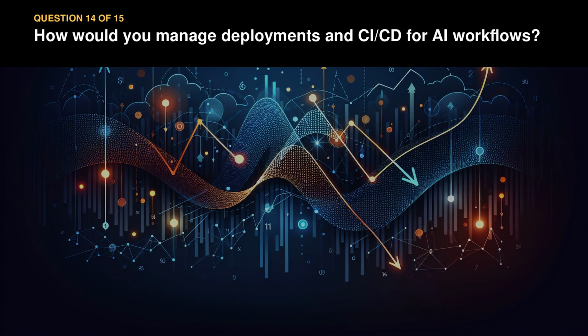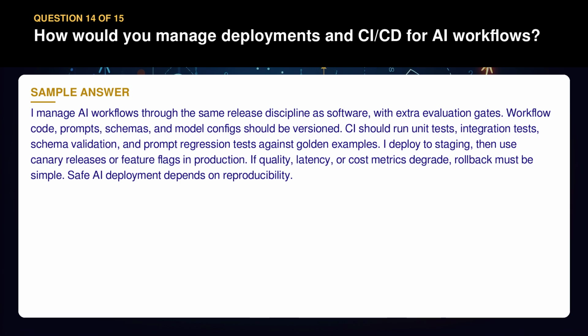Question 14. How would you manage deployments and CI/CD for AI workflows? I manage AI workflows through the same release discipline as software, with extra evaluation gates. Workflow code, prompts, schemas, and model configs should be versioned. CI should run unit tests, integration tests, schema validation, and prompt regression tests against golden examples. I deploy to staging, then use canary releases or feature flags in production. If quality, latency, or cost metrics degrade, rollback must be simple. Safe AI deployment depends on reproducibility.